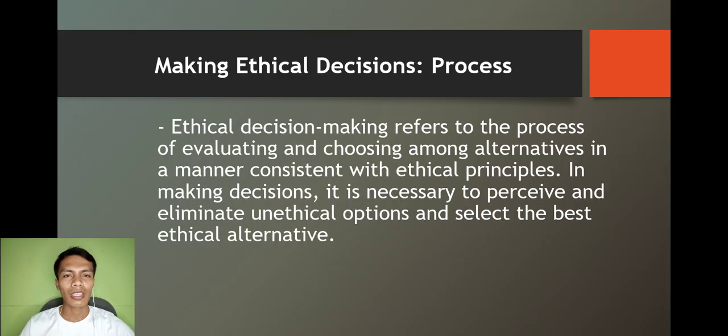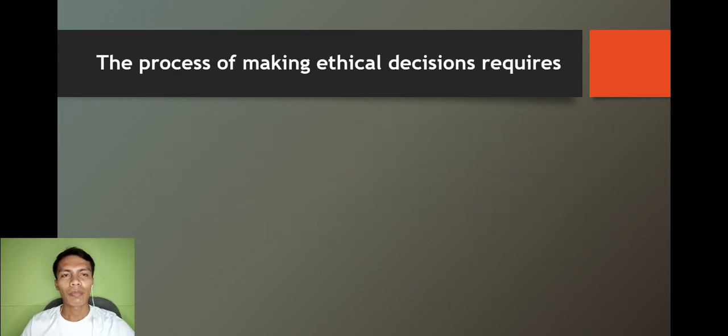So it's hard to eliminate unethical options, especially for students who are not used to choosing ethical options. So if you follow the ethical standards, you need to eliminate the unethical options, you need to practice what is ethical, especially when making decisions. Then the process of making ethical decisions requires a process, so that we can come up with ethical decisions.